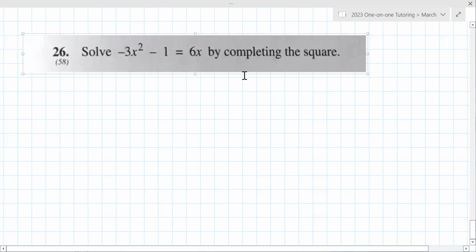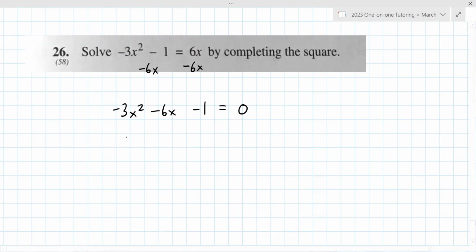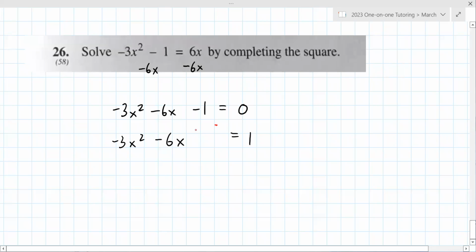So the first thing here is to move everything to one side. We're going to subtract the 6x from both sides. Minus 3x squared minus 6x minus 1 equals 0. This is the form you expect this to be in. Step one here is to move that constant to the right side. And then I'm going to put in some boxes here. We need to fill in the boxes.